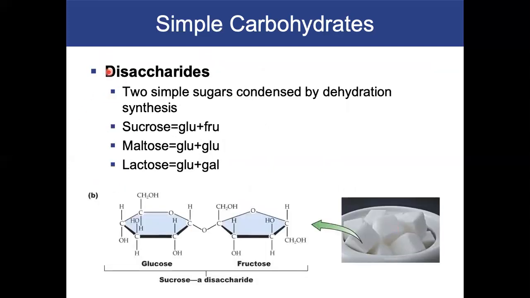Disaccharides, what does di mean? Di means 2 saccharide sugars. So it's 2 simple sugars stuck together via a dehydration synthesis reaction. I want you to know that sucrose is glucose and fructose stuck together. So this is an example of sucrose. Table sugar is an example of sucrose. Is this easy? Here's a picture of it. Fructose bound to glucose via dehydration synthesis right there.